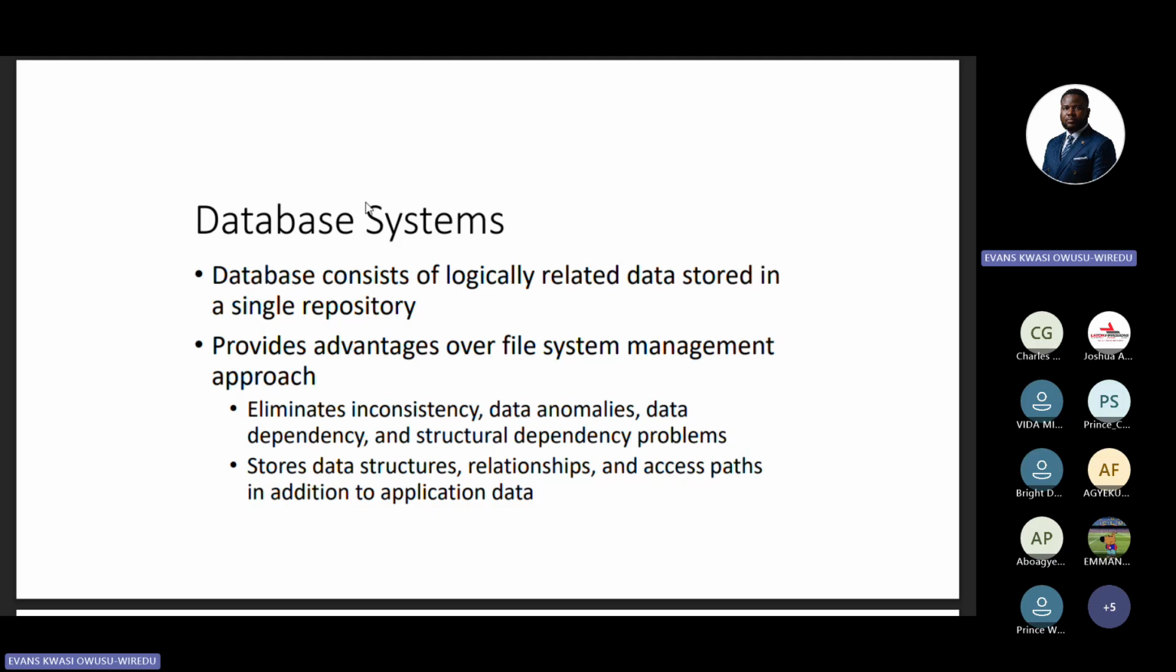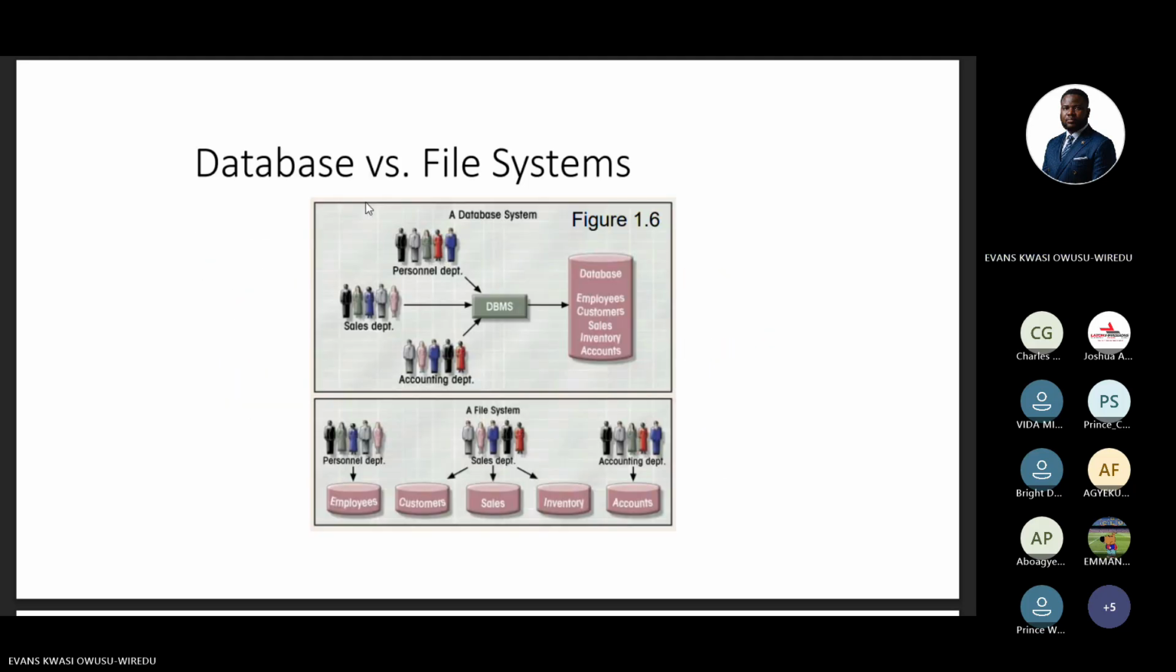So let's notice the differences between these ones, right? It eliminates inconsistency. So you just pick the disadvantages of the file system and it goes with the database systems. It will work that way for you, right? It stores data structures, relationships and access paths in addition to application data, right? Right, so the database system versus the file system.